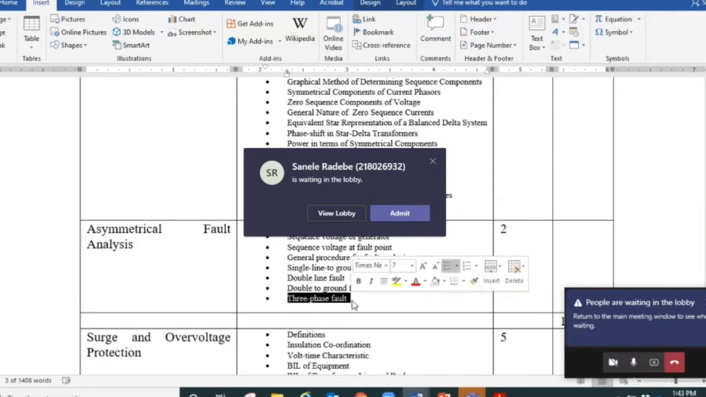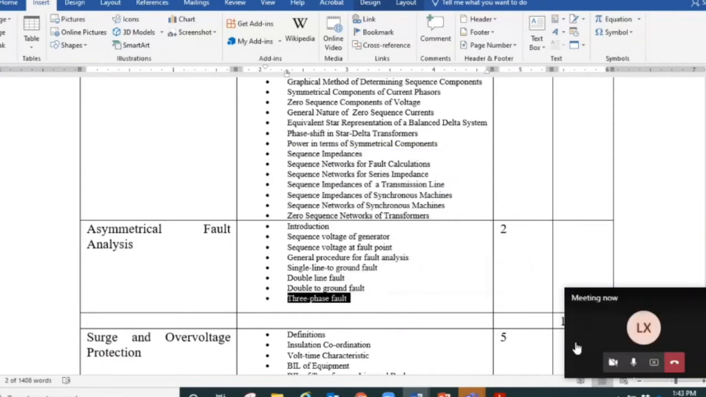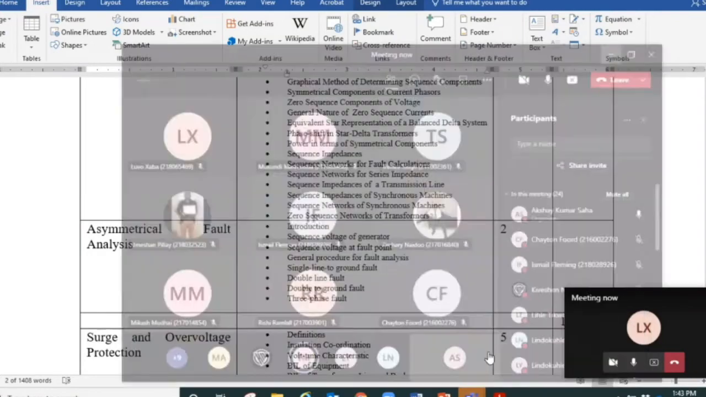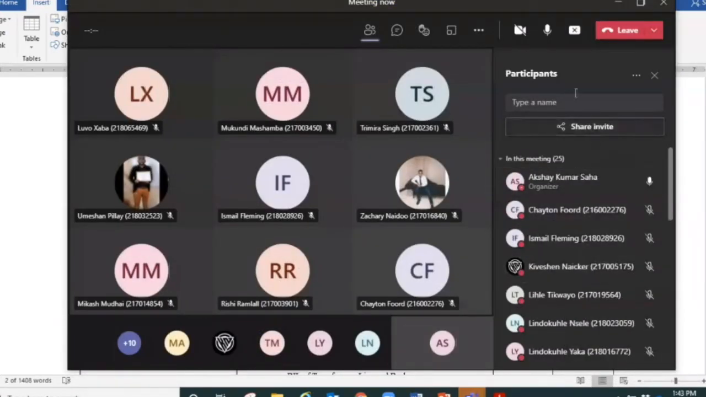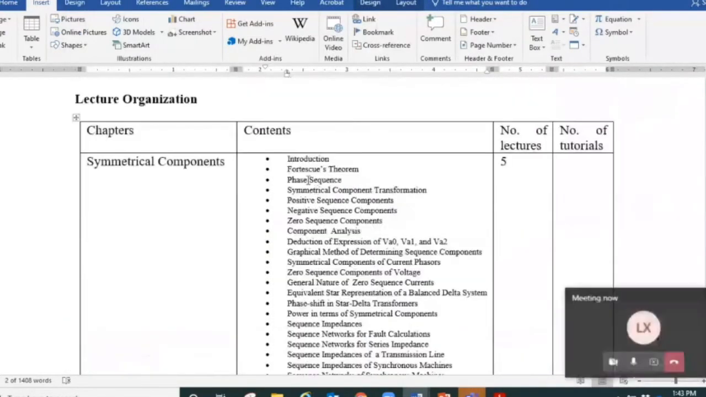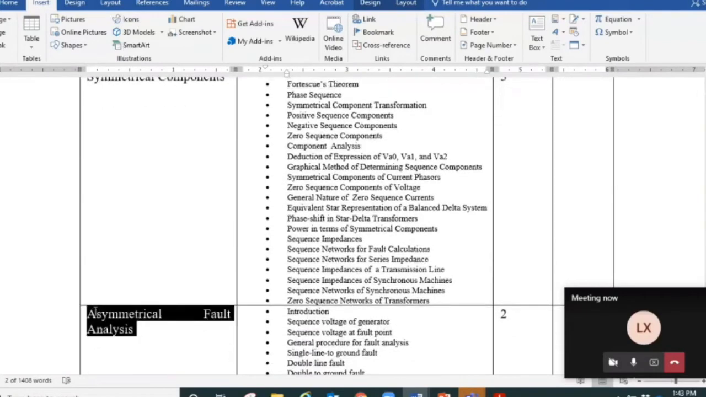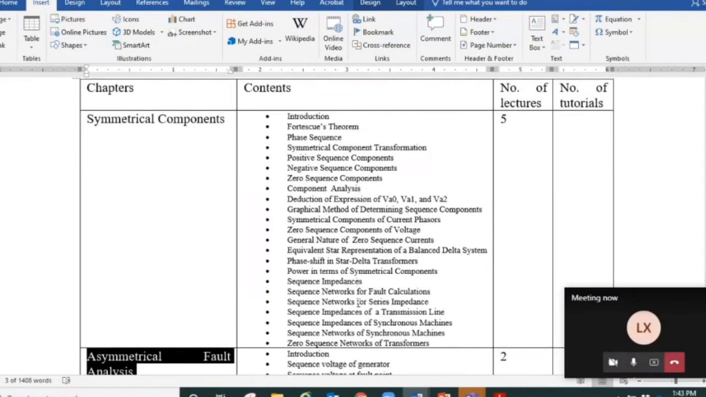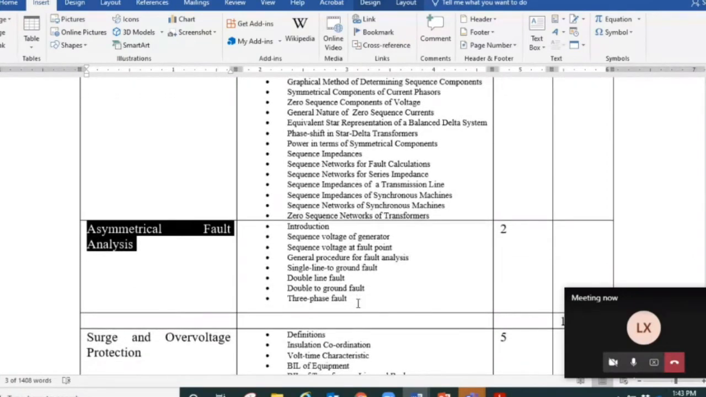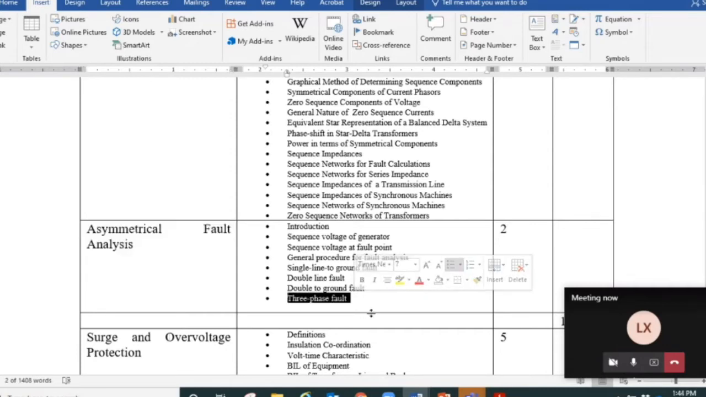Also, we will include the three-phase fault that we have learned in power systems 1 as well, because the Fortescue's theorem that we see here is mainly used for asymmetrical fault analysis, which is difficult to analyze. With the application of this Fortescue's theorem, we will analyze them and make it easy for us to understand and do the calculation.